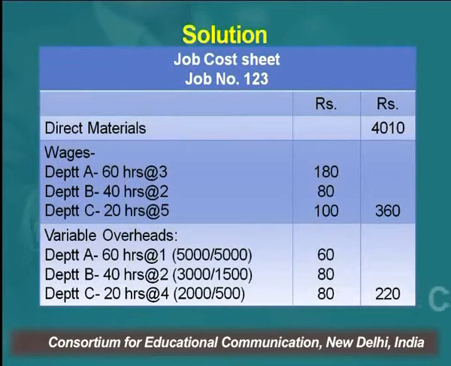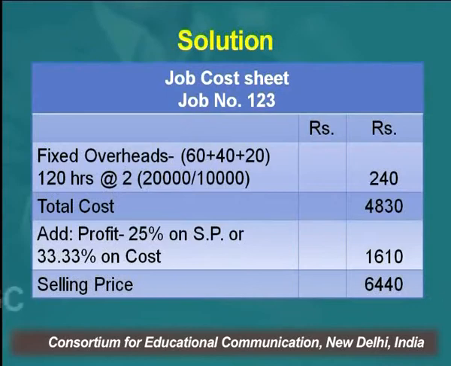So you have taken the direct material cost, wages cost, the variable overheads and the fixed overhead. These are the four components of the cost that have been incurred for performing this job. There are three different departments. The rate we have calculated by seeing our questions, by making simple calculations, right. In this way we come to know that 4,830 rupees is the total cost involved.